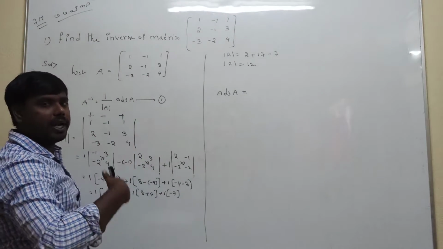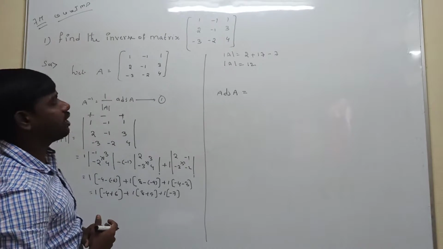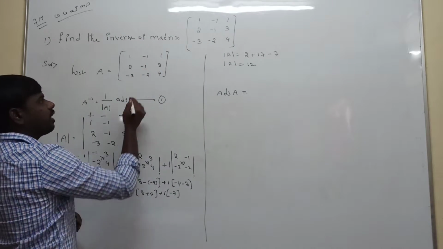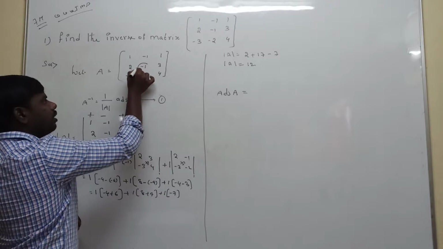In the given matrix, what is the middle element? In a 3 by 3 matrix, what is the middle element? Minus 1 is the middle element. Here now we are taking the middle and down.